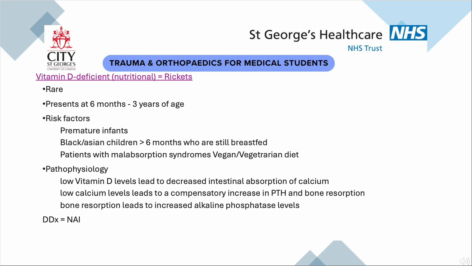Now, what happens is the low vitamin D levels lead to decreased intestinal absorption of calcium, and then the low calcium leads to an increase in parathyroid hormone and bone resorption, and that's when we start to see the deformity. And then the blood test will show an increased alkaline phosphatase level. And a differential for rickets is non-accidental injury. And I'll show you some x-rays on the next slide.